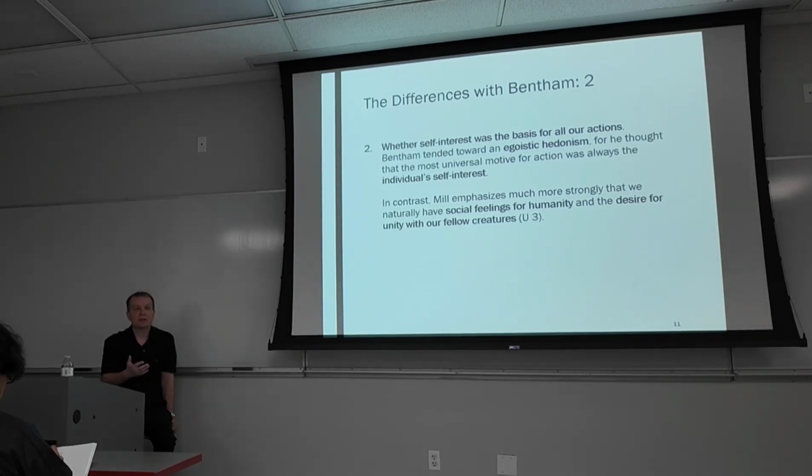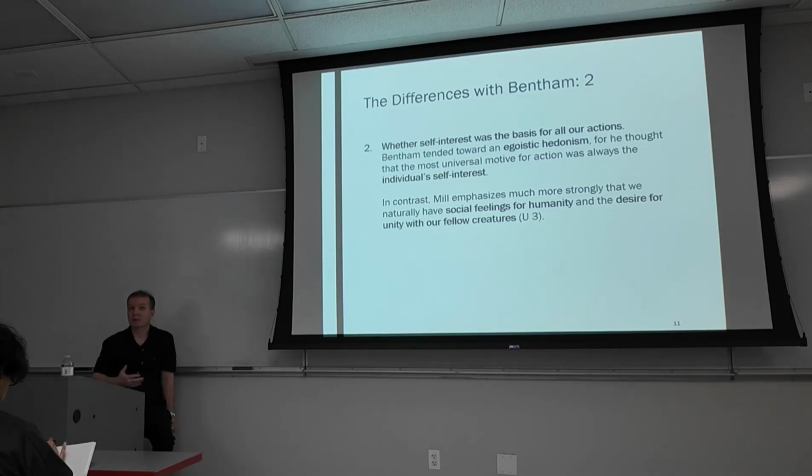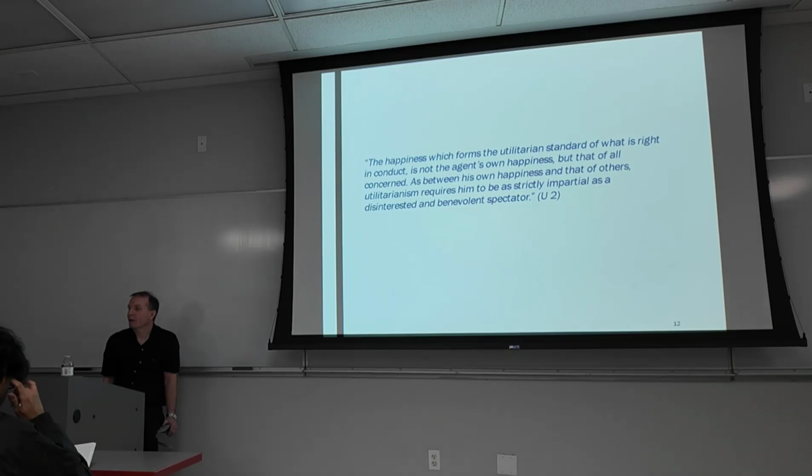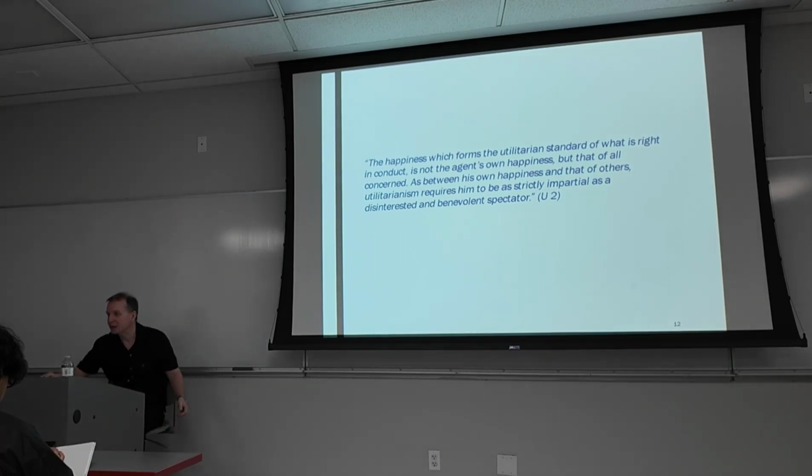Now, Mill is saying, since we're social animals and we are connected to other people, the second situation is actually better for us. If we become too selfish and only pursue our own pleasure, even this pleasure is spoiled by the fact that other people may be miserable, and we can't help but feel something about that unless we are psychopaths or something. The happiness which forms the utilitarian standard of what is right in conduct is not the agent's own happiness, but that of all concerned.